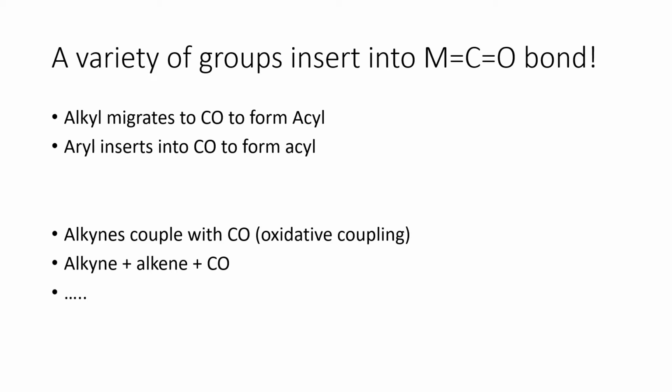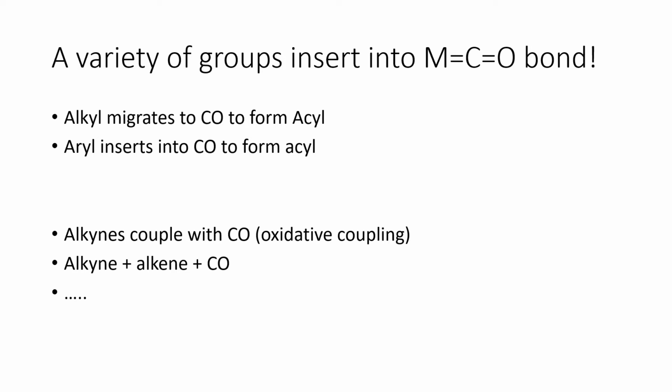So let me just give you a few more examples. And before I do that, I would like to emphasize the fact that there are two classic ways by which CO insertion can be useful in a catalytic reaction or a stoichiometric reaction. One case involves the migration of an alkyl group to a carbon monoxide, and then an acyl group is formed, or an aryl group inserts into carbon monoxide. Both are equally the same. The effect is to produce an acyl group. And subsequently, you could have a reductive elimination.